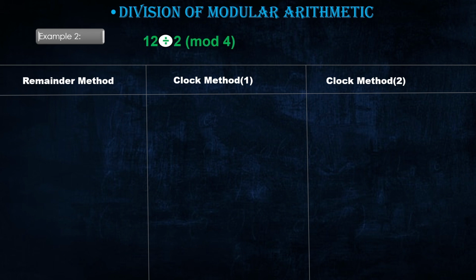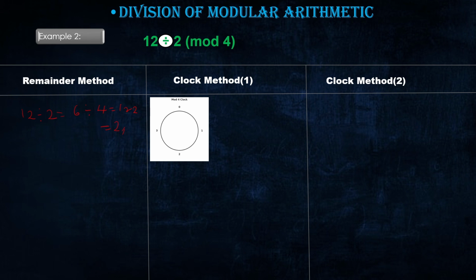Example 2. 12 modular division 2 mod 4. 12 divided by 2 is equal to 6. 6 divided by our mod 4 is equal to 1 remainder 2. Therefore, our answer is 2. Clock method 1, as we said, 12 divided by 2 is 6. Using this, it will go round. This will be 4, 5, 6. So it stops on 2. Therefore, our answer will be 2.